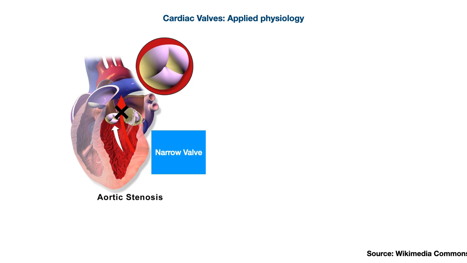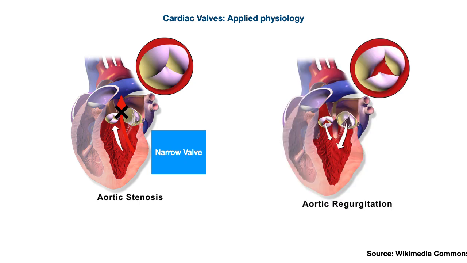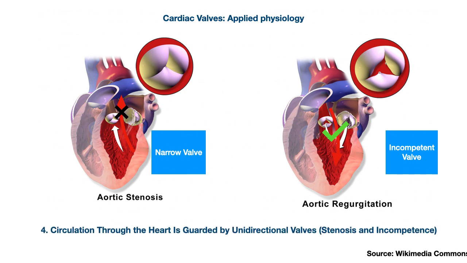On the other hand, we have regurgitation, also called an incompetent valve, which can happen with the aortic or mitral valve especially. In these conditions, the blood is allowed to come back to the ventricle, especially the left ventricle from the aortic valve, and this increases the left ventricular load. So these are the applied aspects related to this concept. To come back to the concept, circulation through the heart is guarded by unidirectional valves, otherwise it results in stenosis or incompetence.